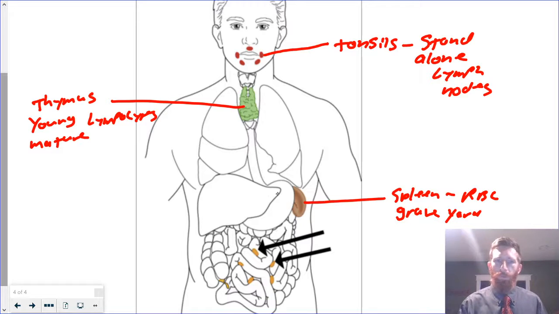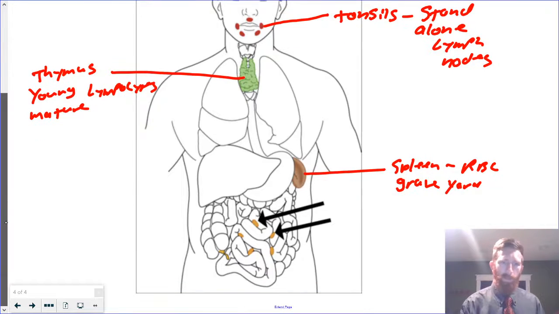So that's kind of cool. It also filters blood. A lot of blood runs through there. The spleen is specific in that it kind of filters out the red blood cells and it returns the iron back to the liver and back to the bone marrow, so that they can use that to make more hemoglobin. But there is lymphocyte tissue in the spleen, which is why it's listed here.